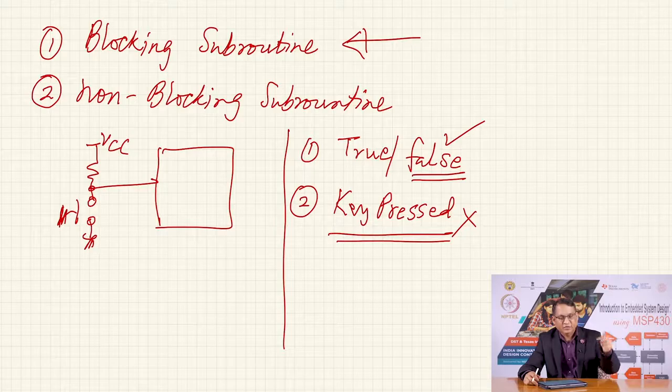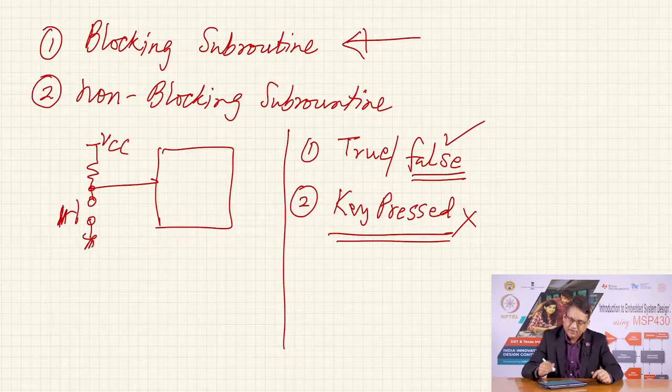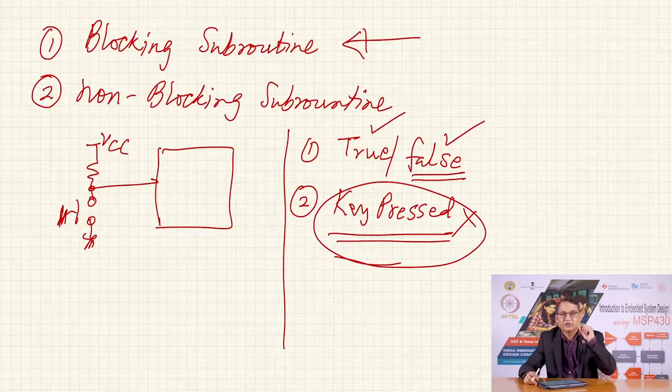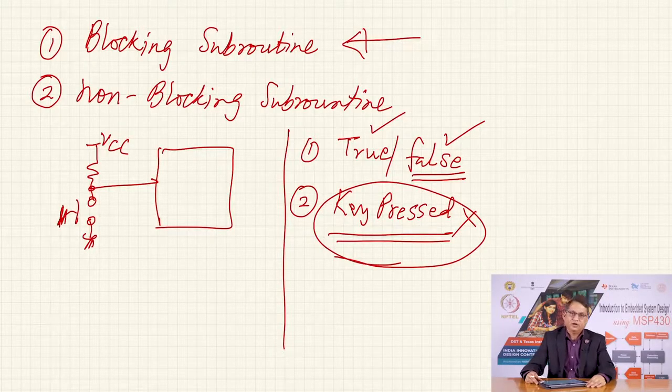On the other hand, if you press the switch within that timeout period, the first return value will be set to true, and the second variable will be set to the code of the key that was pressed. And so, please remember that whenever you have the freedom to write a subroutine, you actually have two options. You can write the subroutine in the blocking format, or you can write it in the non-blocking format.